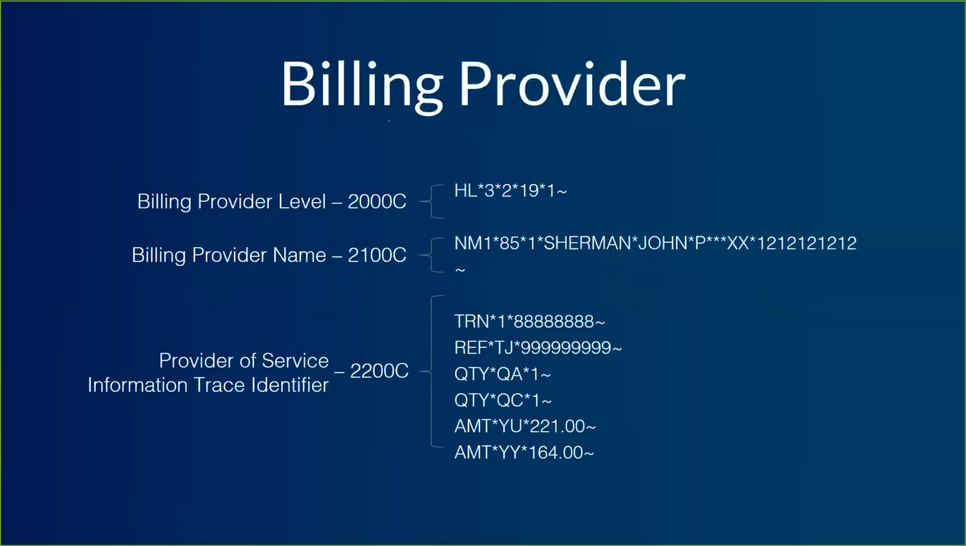Moving on to the billing provider. This again starts with an HL segment, and then we'll move on to the NM1, which is going to identify the entity, in this case, the billing provider. And then we get to the payload. So again, same structure. The TRN in this case is the provider of service trace identifier. So this is at the provider level. After that, we get a REF segment, billing provider status information.